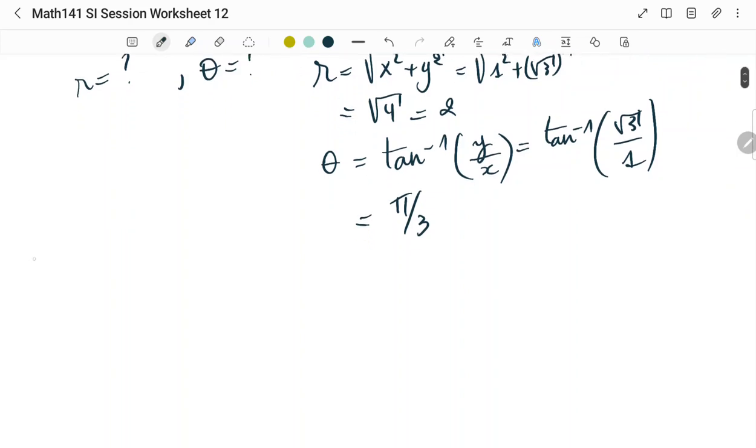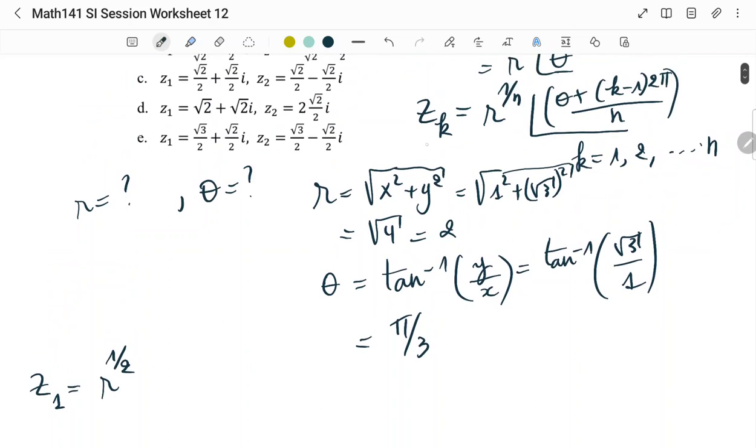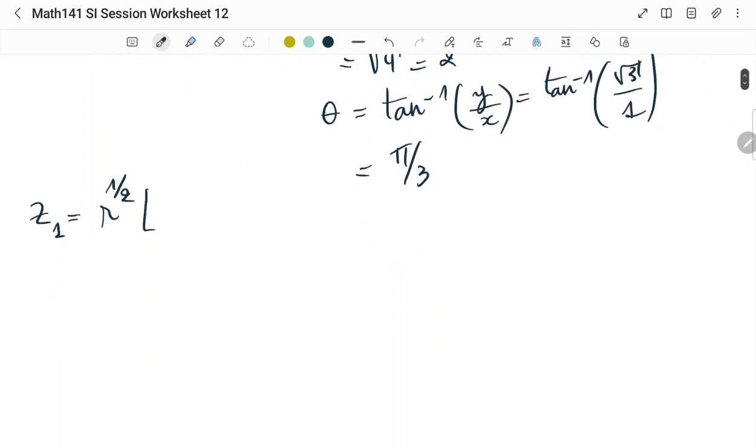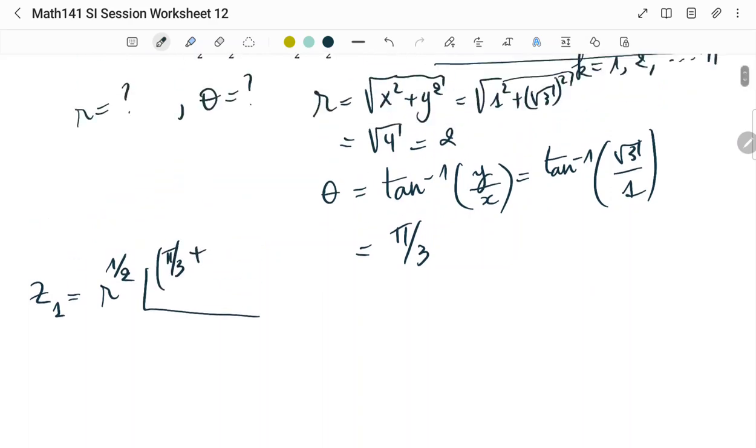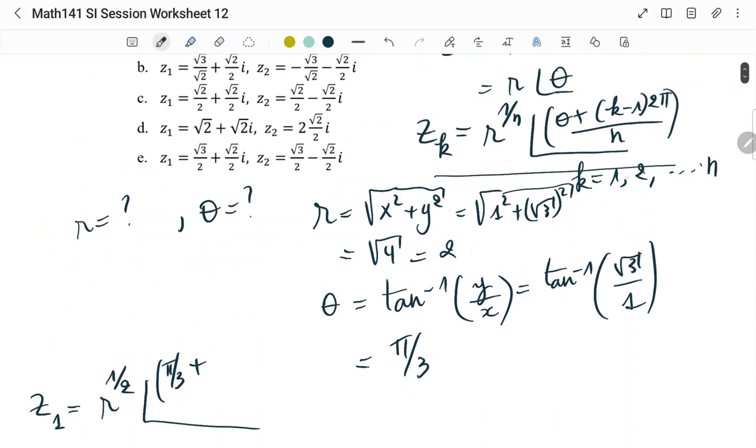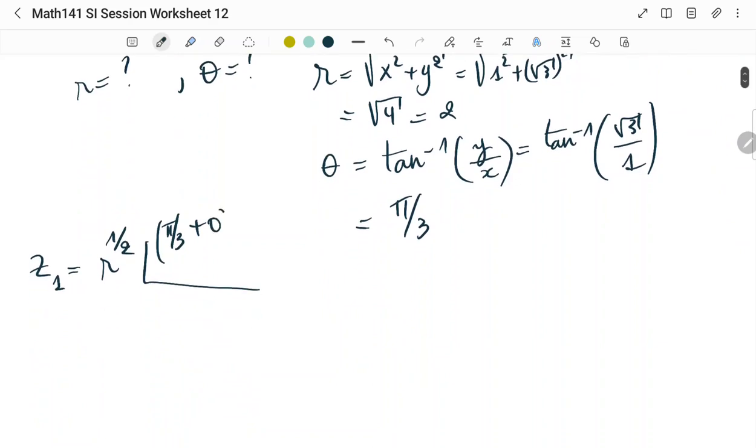So what does that mean for our roots? Well, our first root, which is z1, will be r to the 1 over 2, right? Remember the formula? r to the 1 over 2, and the angle would just be theta, which we found to be pi over 3, plus k, which for the first root is equal to 1, so that means 1 minus 1 times 2 pi, which is 0, all divided by 2.